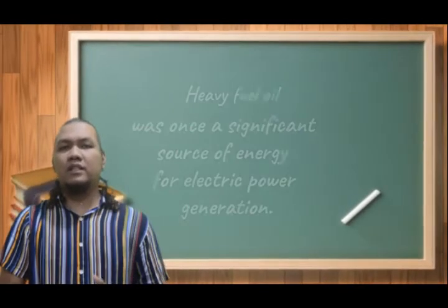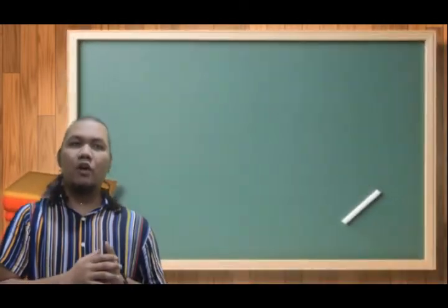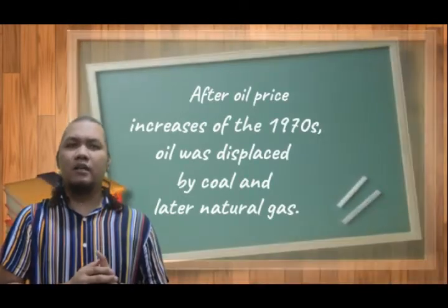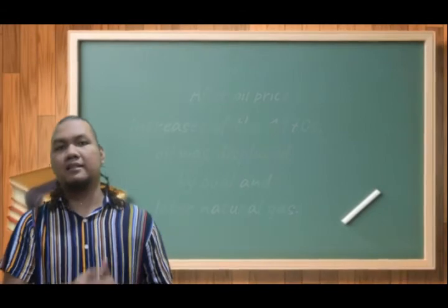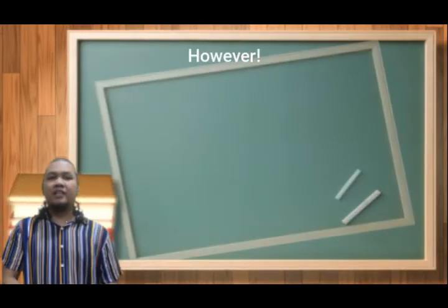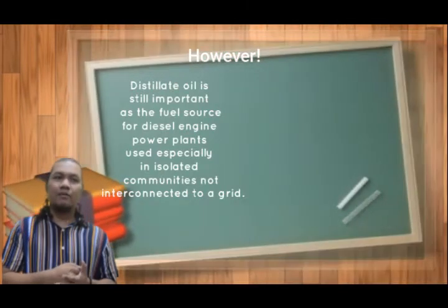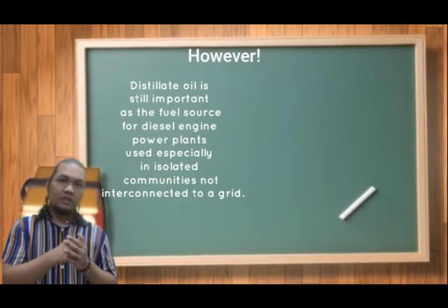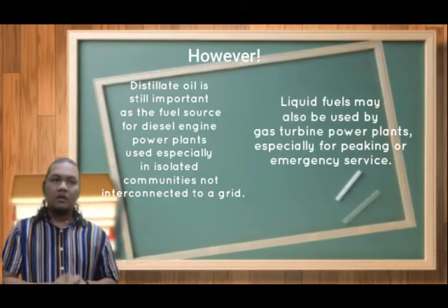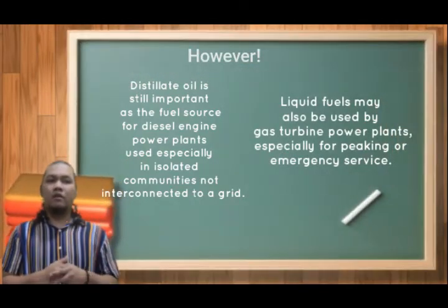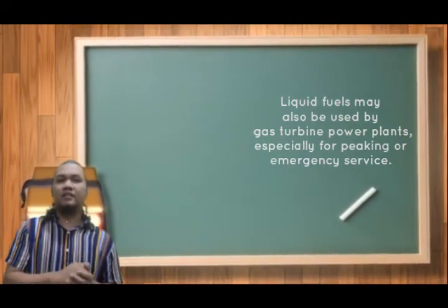Heavy fuel oil was once a significant source of energy for electric power generation. After the oil price increase in the 1970s, oil was displaced by coal and later by natural gas. However, distillate oil is still important as the fuel source for diesel-powered plants used especially in isolated communities that are not connected to the grid. Also, liquid fuels may be used by gas turbine power plants, especially for peaking or emergency services.